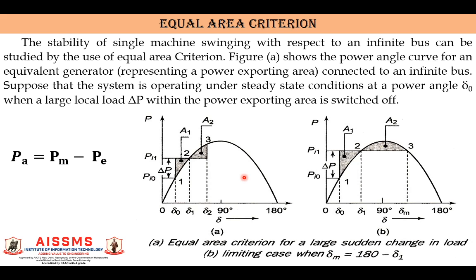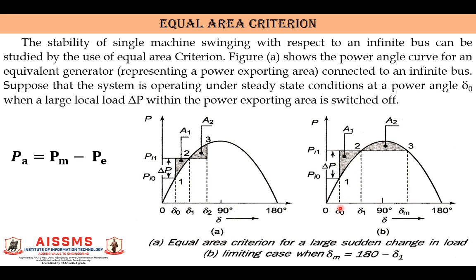Now, what will be the maximum limit for the equal area criterion, or the maximum limit for the system to remain stable? It is given by the limiting case: delta M equals 180 degrees minus delta 1. What is delta M? Delta M is the maximum allowable angle at which the system will remain stable.